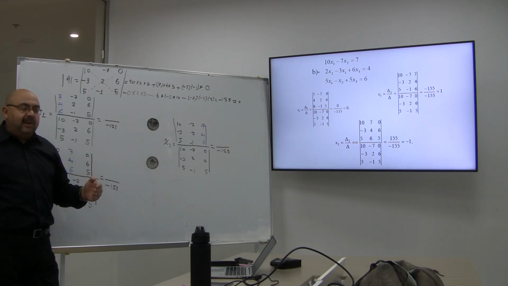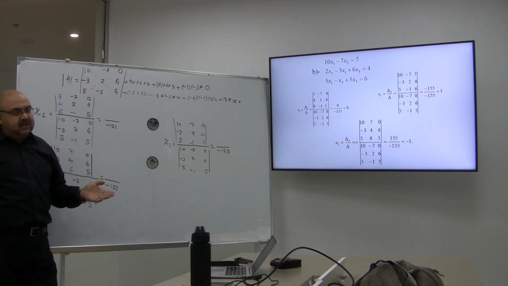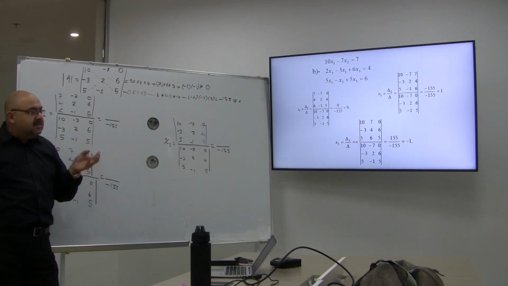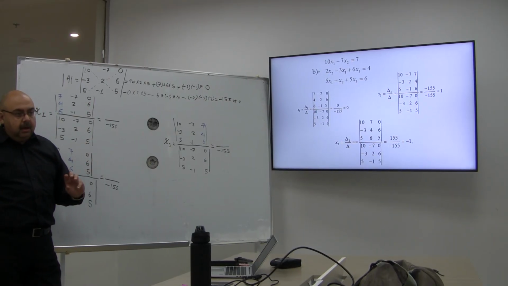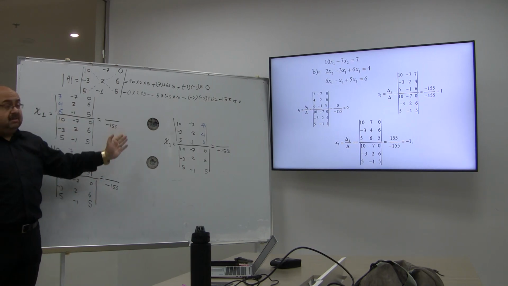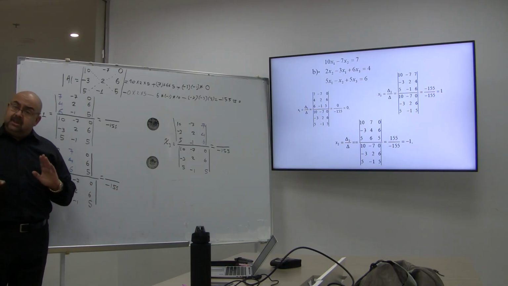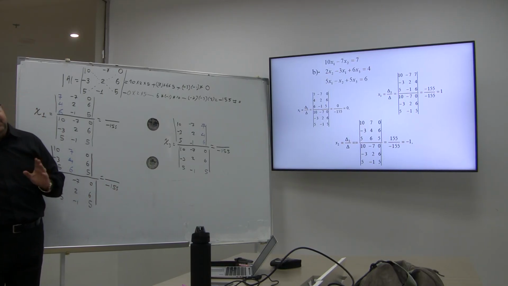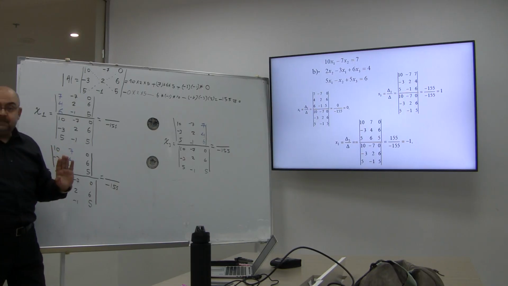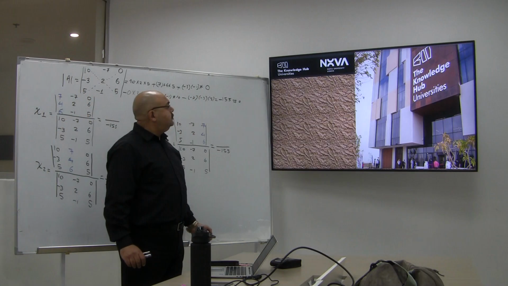If I went to 5 by 5 or 6 by 6 or something like this, this is mainly the main obstacle of using Cramer's method in solving systems of equations. Also, it's really very simple, as you can see. The determinants are very simple to evaluate, but it's manageable only when you have two equations and two unknowns, or go to 3 by 3, and that's it. Okay? Any questions? Okay, very good.